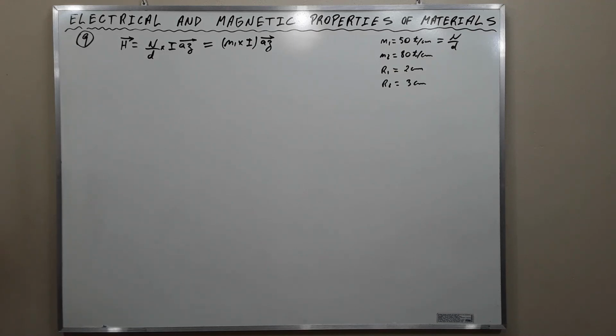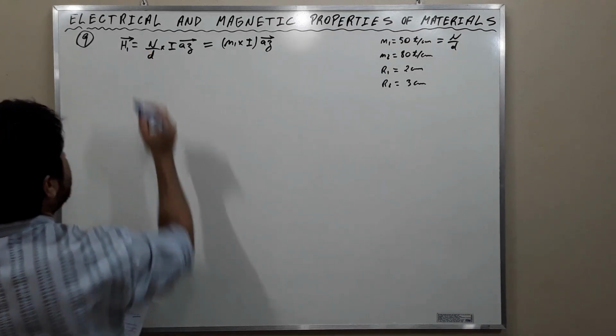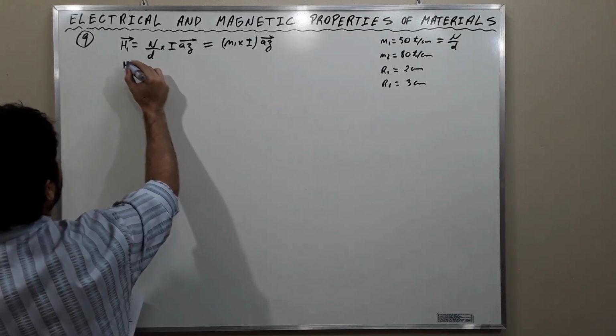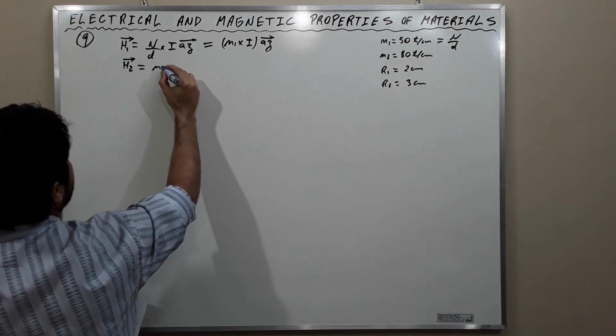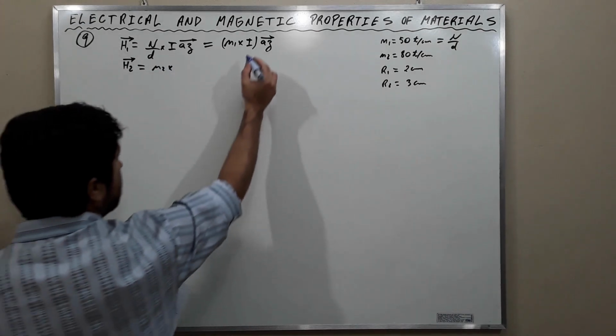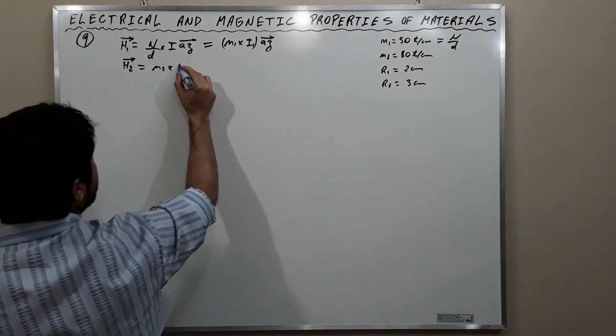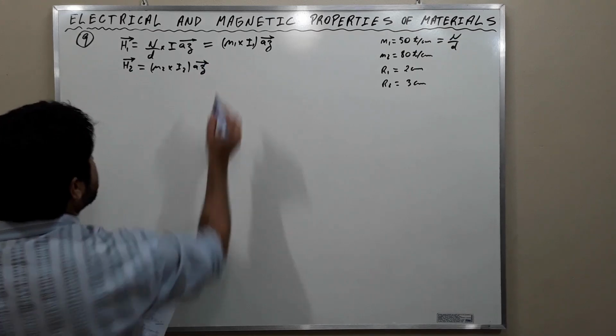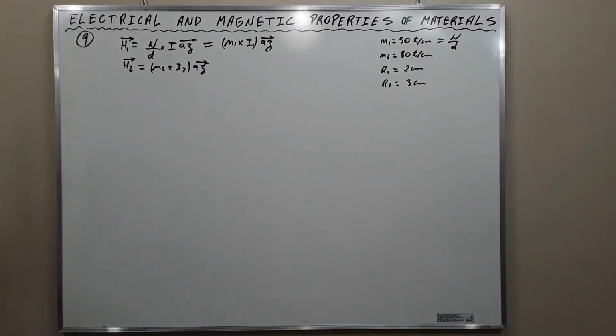Similarly, we can find for solenoid 2. For solenoid 2, we can do the same and find that it is N2 times the current. Here is current 1, here is going to be current 2 in the AZ direction. Alright?